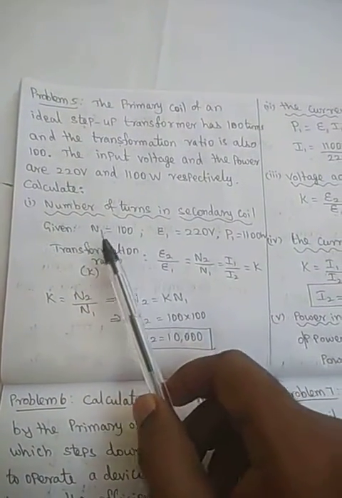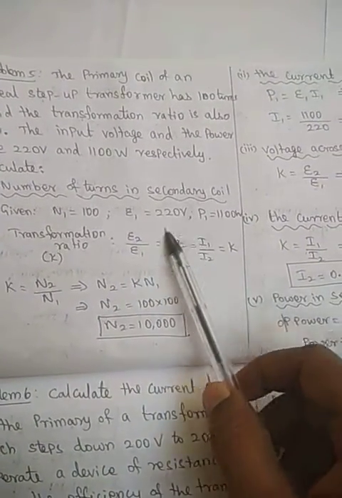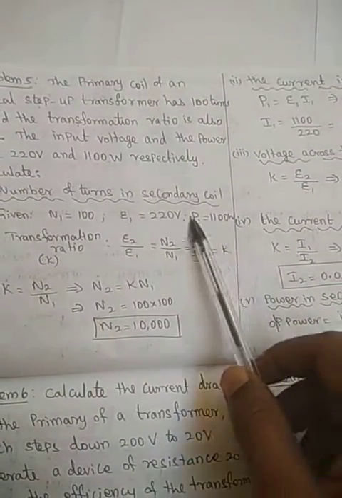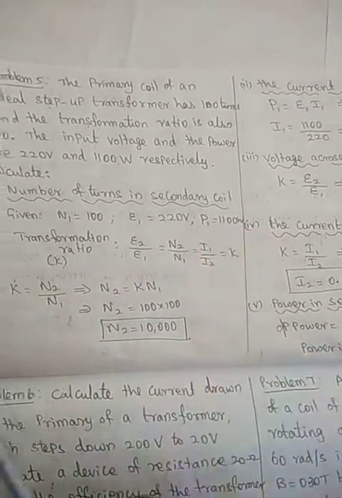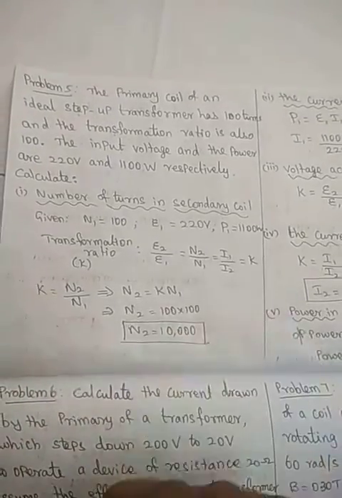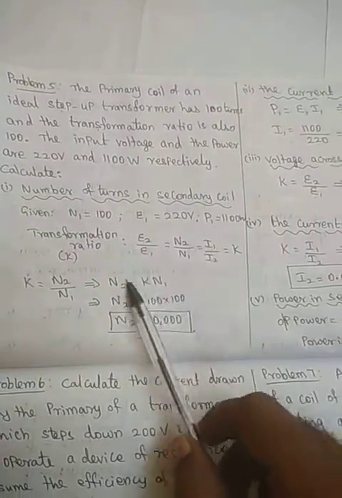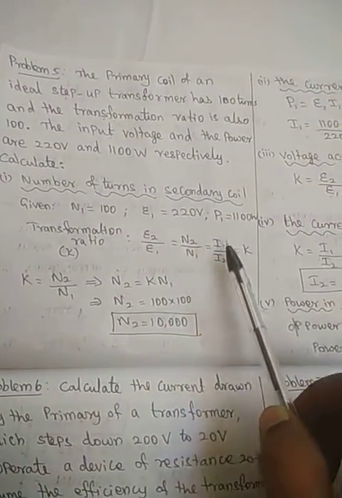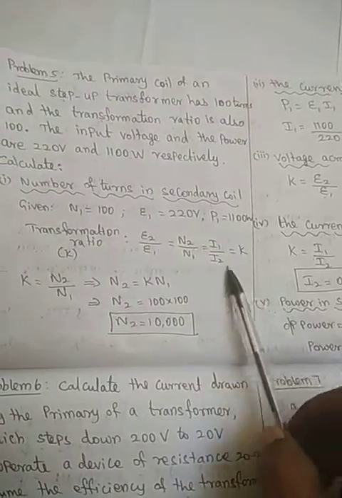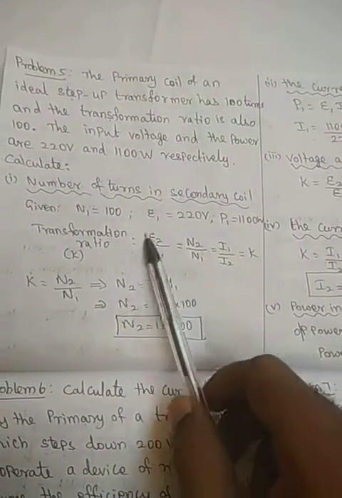As given, N1, the number of turns in the primary coil, is 100, the input EMF in the primary coil is E1, and the input power in the primary coil is 1100 watt. Very simple, students. The transformation ratio means this is the transformer formula: E2 by E1 is equal to N2 by N1, which is equal to I1 by I2, which is equal to the transformer ratio or transformation ratio. So you have to remember this equation for solving this problem.